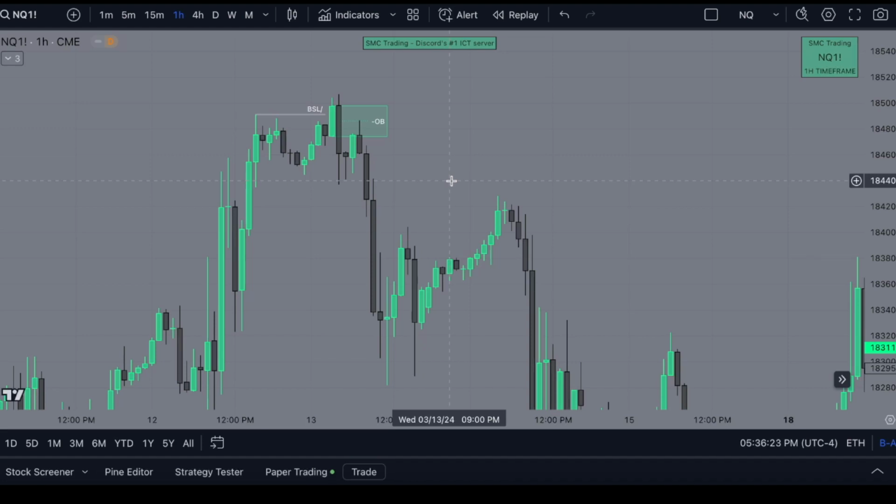In a more advanced lesson, you guys will learn about propulsion blocks, which are basically upgraded order blocks, and they involve the use of context.